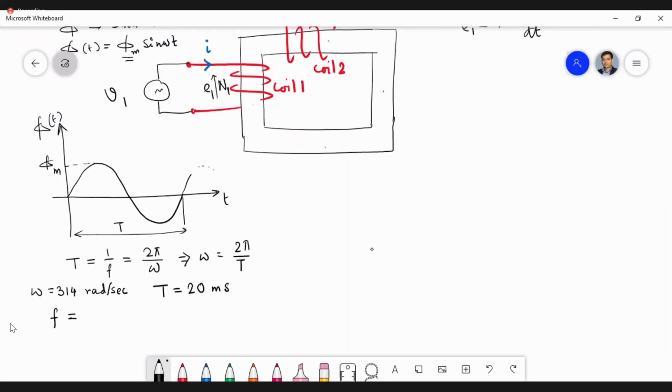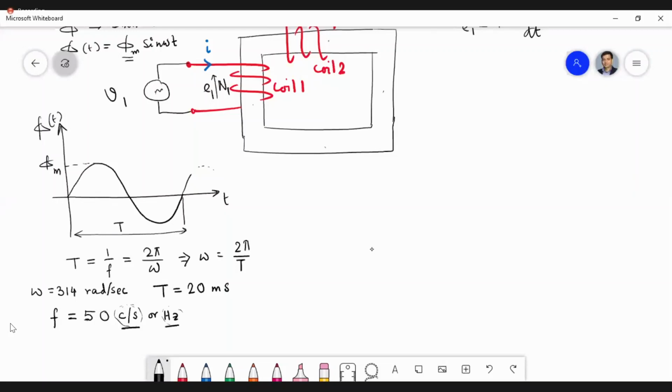50. So f is 50 cycles per second or hertz. So these two are the units of this. This is the old unit of frequency, and now we call it hertz. So 50 hertz, the frequency which we had as our household supply.